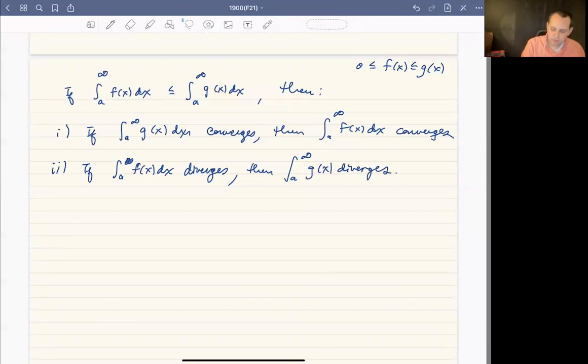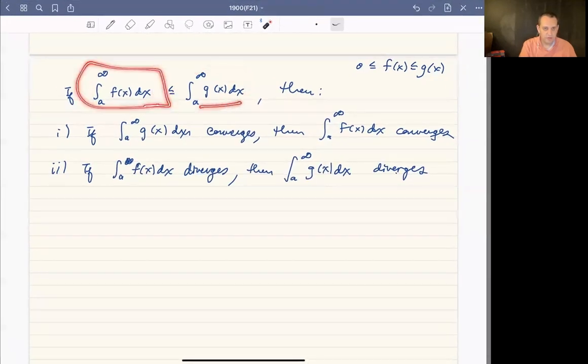Okay, and that should be reasonable, right? That should be hopefully at least a little bit intuitive. If you have some integral and it's less than or equal to 5, then this integral converges. And on the other hand, if you have two integrals and you know that this integral goes to infinity and this integral is greater than that, then that integral also goes to infinity. That's the intuition there. However, you have to be very careful to apply this correctly.